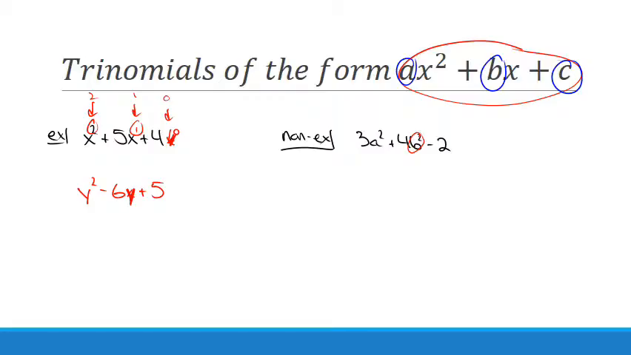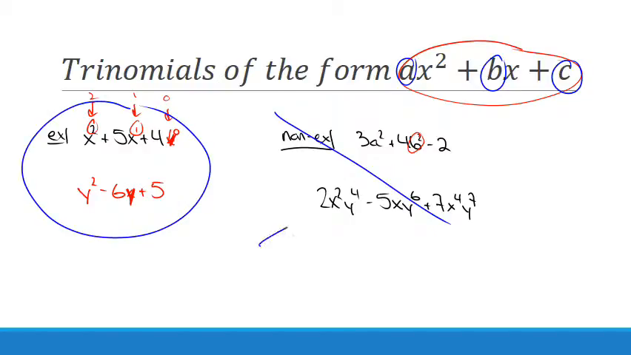Another example, just like 2x squared y to the 4th minus 5 x y to the 6th plus 7 x to the 4th, y to the 7th. Again, there are 3 terms, but it doesn't have the form where it's a variable squared, plus or minus just the same variable to the first power, plus or minus some number. So we are going to factor things that look like this and not this today.